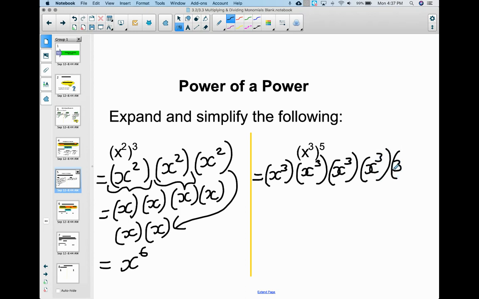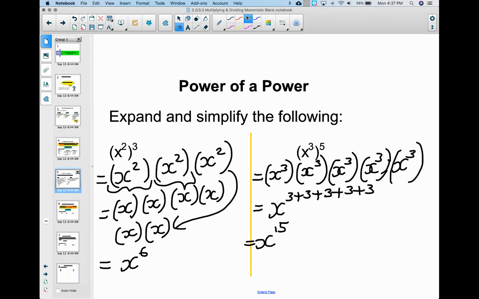So x cubed is multiplied 5 times by itself. And if we further expand this, it would become a long series of x's, but we also know from our previous multiplication of monomials that we can simply add our exponents with the same base. And in this case, we will have x to the power of 15.